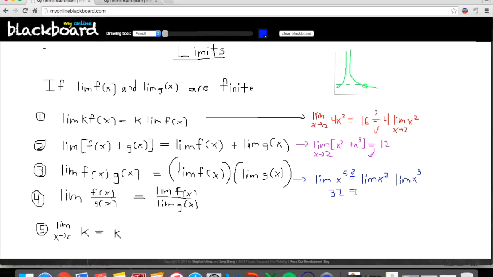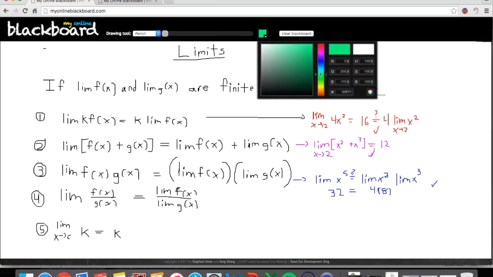And now is this equal to 2 squared, which is 4, times 2 cubed, which is 8? And what you'll notice is that 4 times 8 is indeed 32. So this theorem is also correct. Now, the next one is the division one.